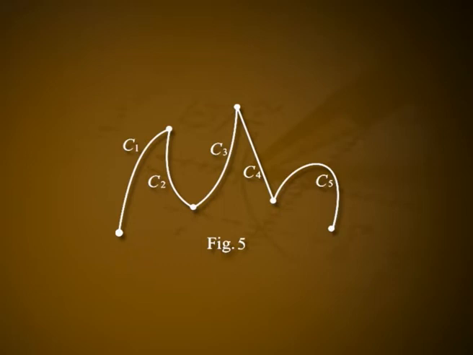A curve that is made up of a finite number of smooth curves pieced together in a continuous fashion is called piecewise smooth. We can see this in figure 5.